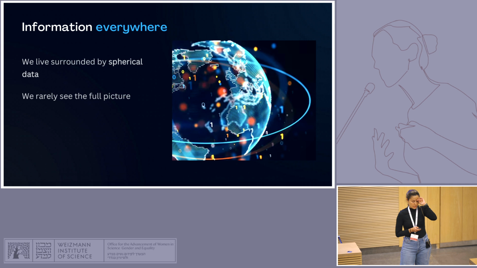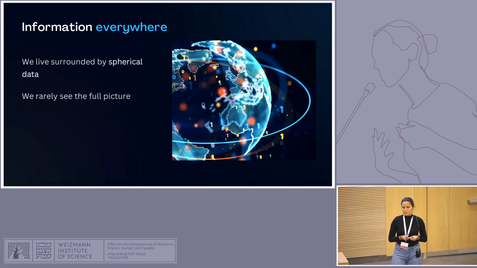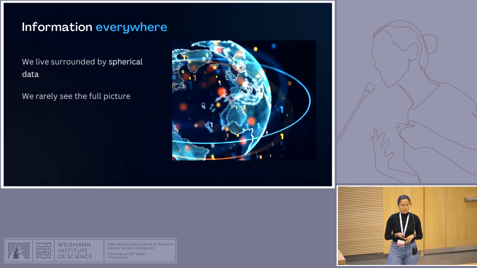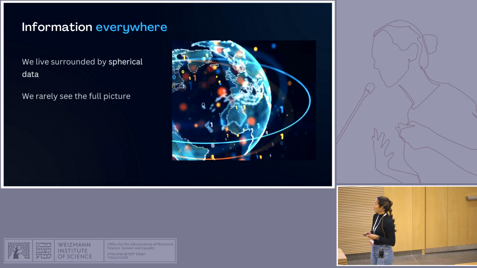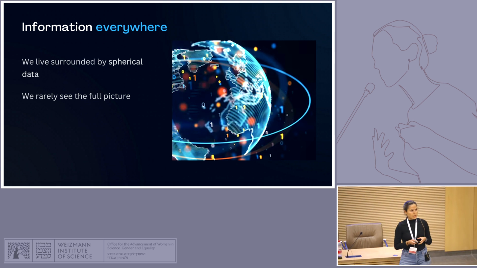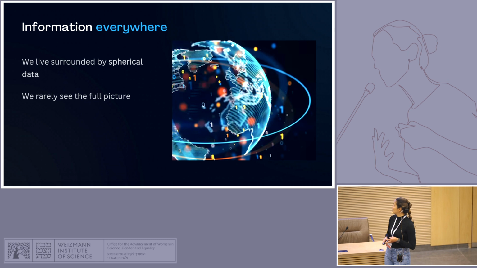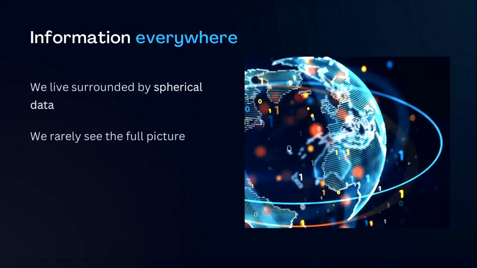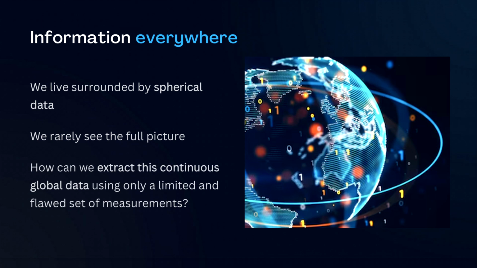Our sensors, for example, weather stations, ocean buoys, or telescopes pointing at the sky, are scattered. And our observations are very limited. And this brings us today to the next question. How can we extract, understand, and perfectly represent this continuous global data using only a limited and flawed set of measurements? To answer this, we need to dive into the math of the sphere.